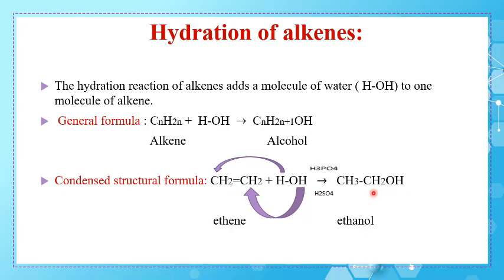CH3CH2OH. For the nomenclature of this product, it is an alcohol because it contains a functional group OH. So the prefix of the nomenclature is like alkane, and the suffix of the nomenclature is -ol like alcohol. So the nomenclature becomes ethanol.